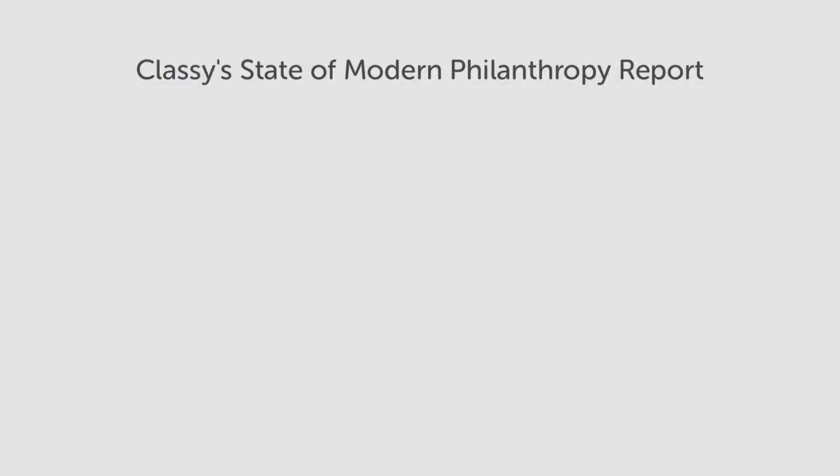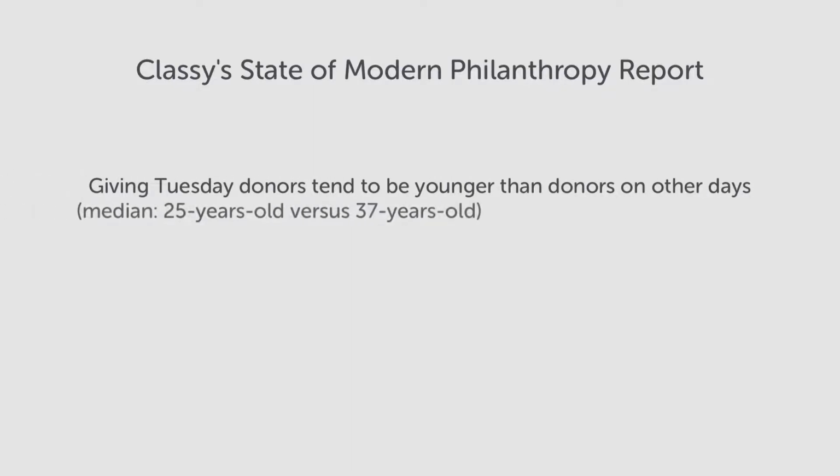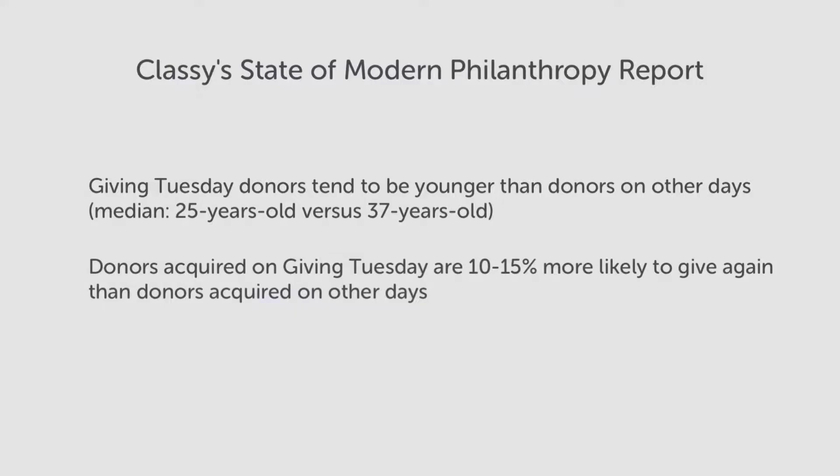It's important to think about your narrative for your year-end campaign. As stated in Classy's State of Modern Philanthropy report, Giving Tuesday donors tend to be younger than donors on other days. The median age is 25 years old versus 37 years old, which may impact the words you use or the overall narrative of your campaign. The report also notes that donors acquired on Giving Tuesday are 10 to 15% more likely to give again than donors acquired on other days. So think about how you can appeal to them and then inspire them to donate again before year end.